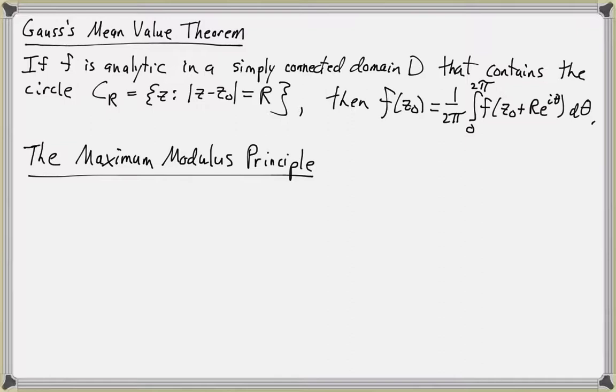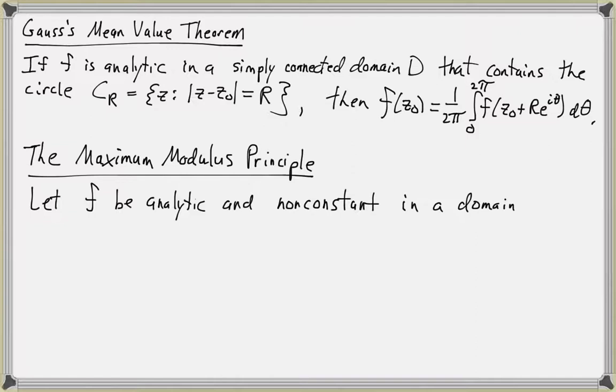So the maximum modulus principle states that if we let f be analytic and non-constant in a domain D, then the modulus of f of z has no maximum value in D. Since D is a domain, it is an open connected set. The absolute value of f of z attains no maximum value.